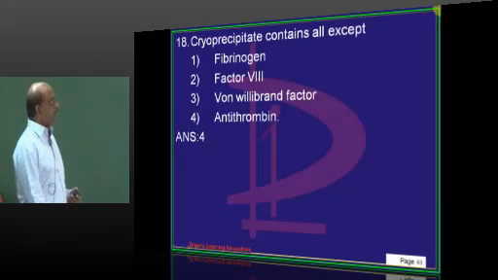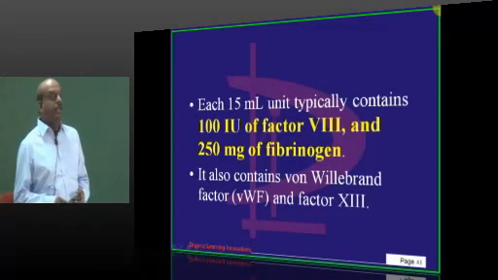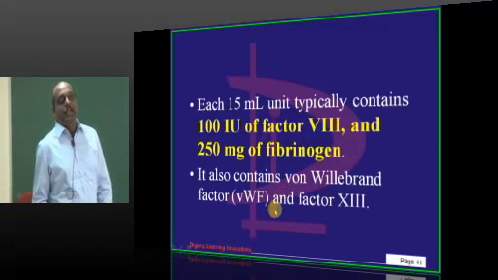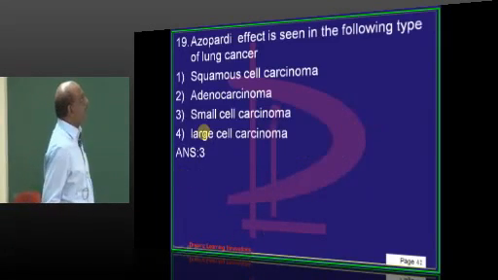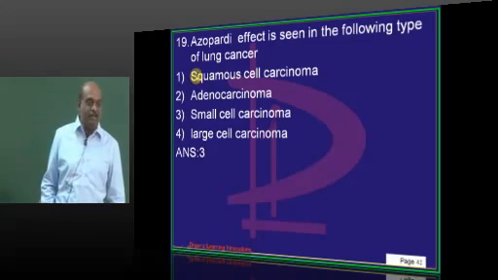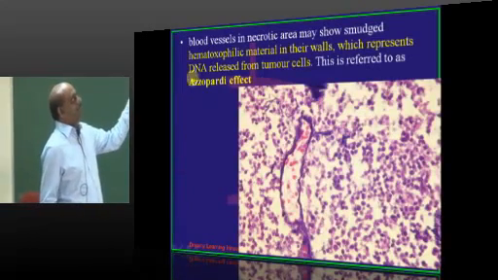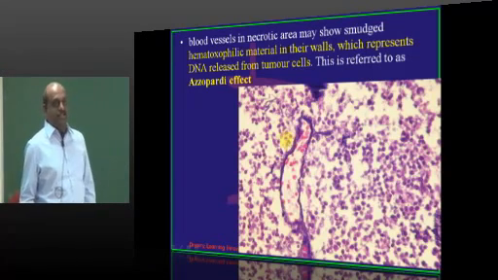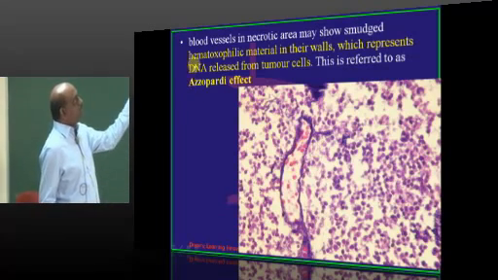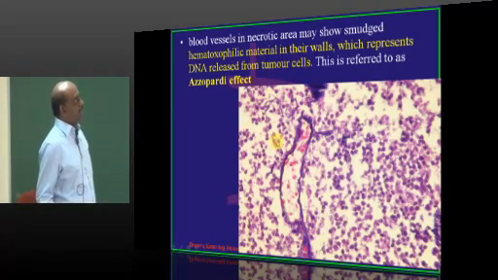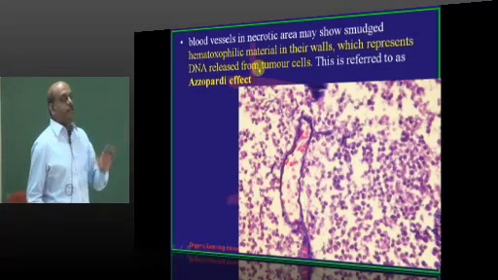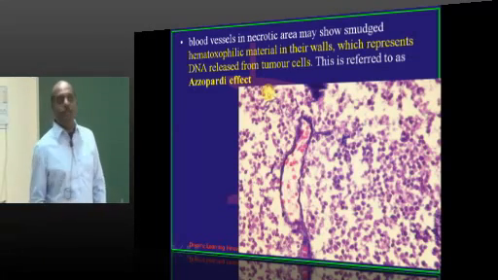Now doctor, cryoprecipitate, factor 8 fibrinogen, classical components, it does not contain any antithrombin. Azopardi effect का मतलब क्या होता है, कभी सुना बेटा, नहीं सुना ना? Blood vessels in the necrotic areas, if there is a small cell carcinoma, they show the smudged hematoxyphilic material in their walls, which basically represents the DNA which is being released from the tumor cells, is what you have to basically remember.